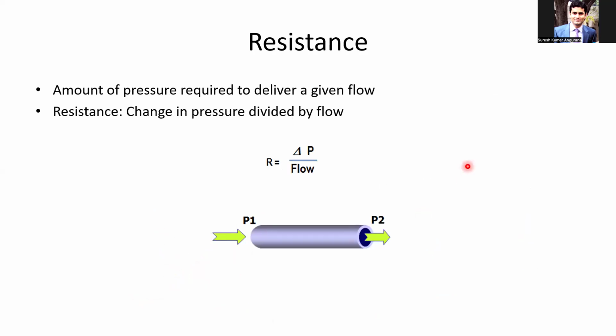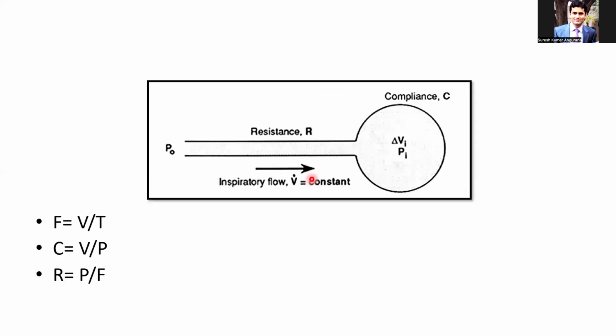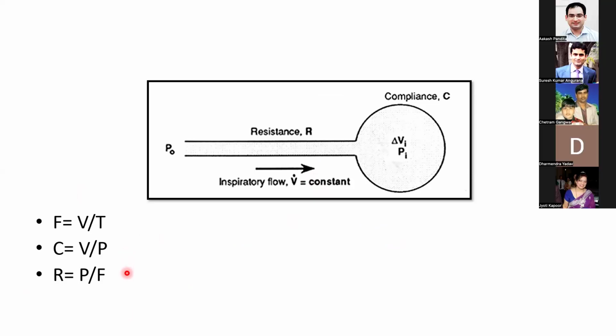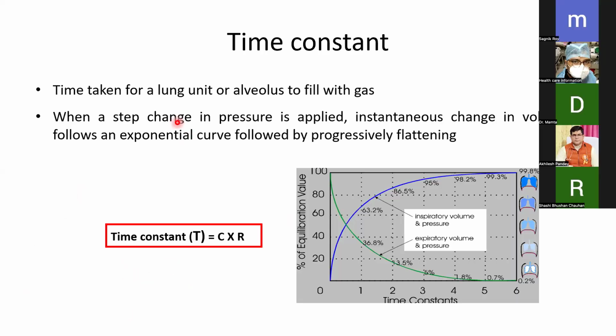Resistance is the amount of pressure required to deliver a given flow from point P1 to P2. So it is given by the formula delta P divided by flow. So this is the formula for resistance. These things we have already discussed, that flow times time is volume, and this is flow. So coming to another important concept, time constant.